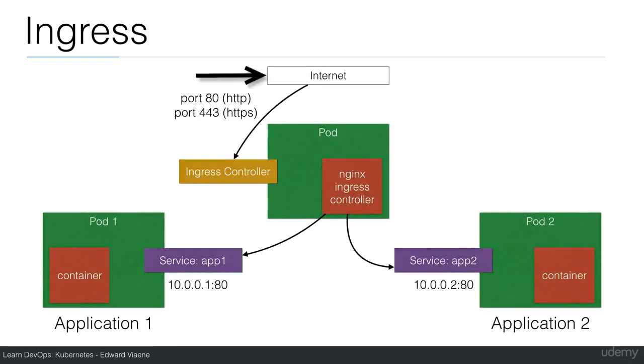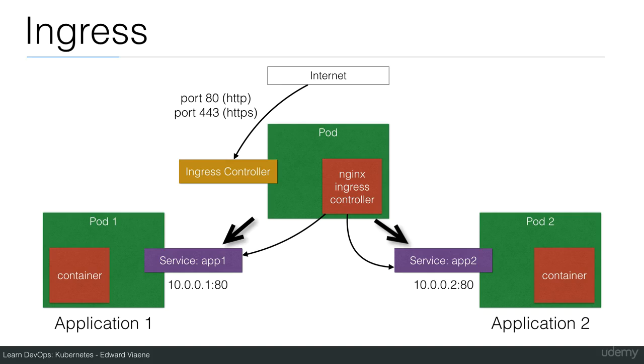If you connect from the internet over port 80 or 443, which is HTTP and HTTPS, you're going to be hitting this Ingress controller. You configure what pod needs to be handling the connections from the Ingress controller. You can use an Nginx Ingress controller that comes with Kubernetes. That Nginx Ingress controller is then going to distribute the traffic to your services. So you can have application 1 that can receive traffic from your Ingress controller and application 2.